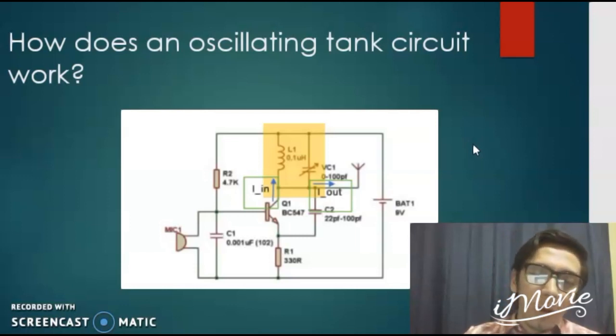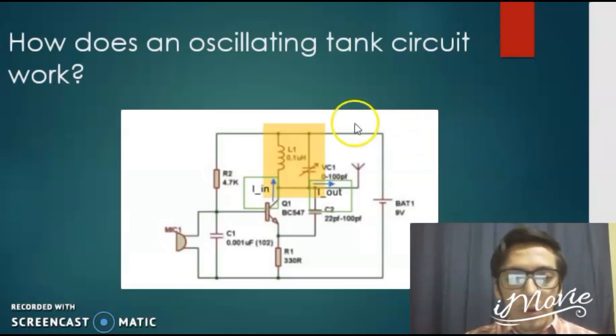This current will begin to return current to the capacitor. At this time the polarity, the plus and minus, will be reversed. The cycle is repeated again and again at a frequency that is determined by the values of the coil and capacitor.